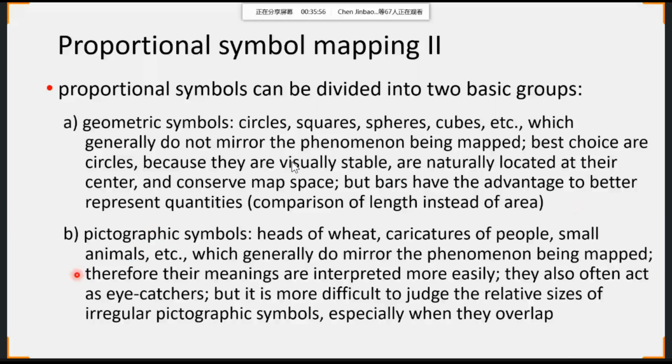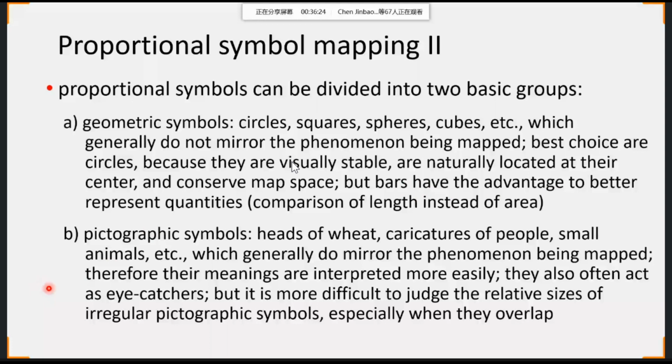And the other group are the pictographic symbols. Heads of wheat, caricatures of people, small animals, etc. So shape is used to represent something in a pictorial way, some object. So they generally do mirror the phenomenon being mapped. Therefore, their meanings are interpreted more easily.